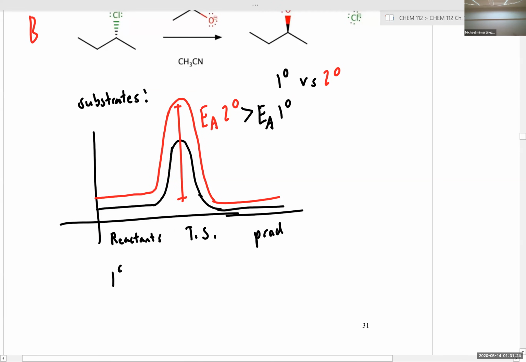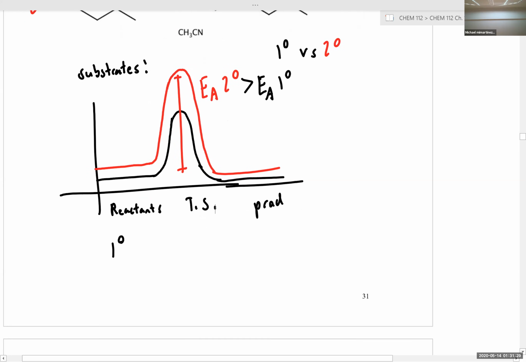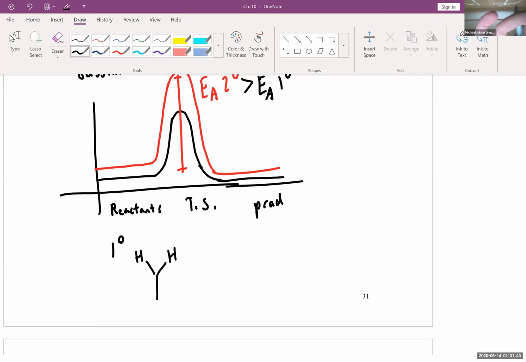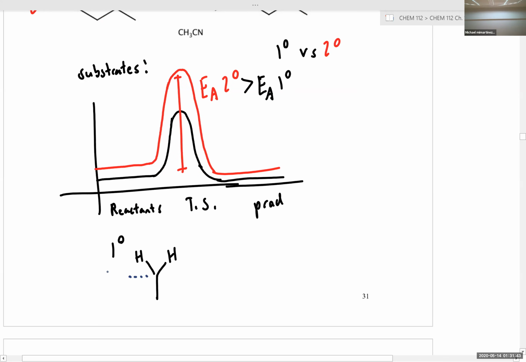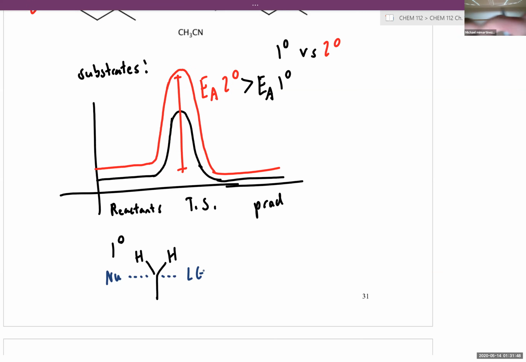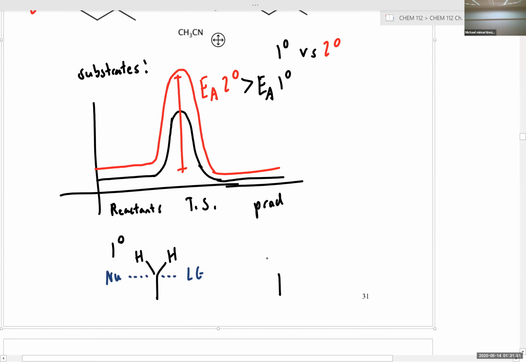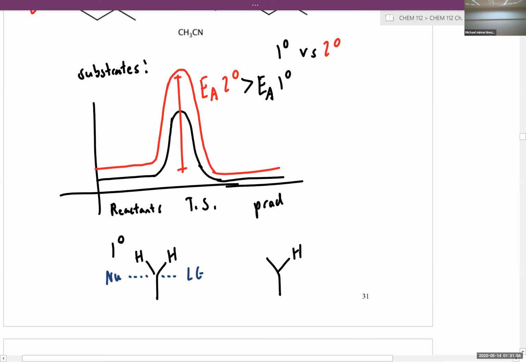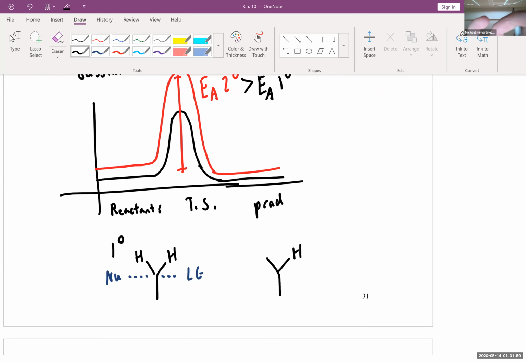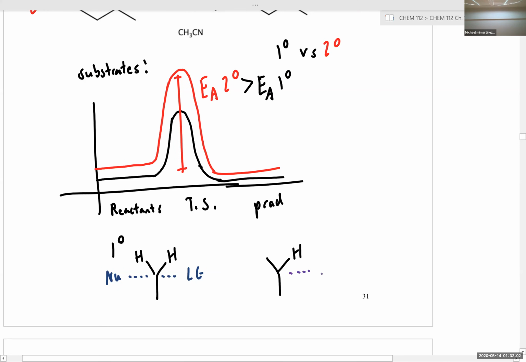Because if we compare a primary and secondary substrate transition state, we'll see very clearly that for the primary substrate, we don't have a ton of steric hindrance. While for our secondary substrate, we have another substituent that adds to our steric hindrance and raises the activation energy and raises the relative energy of our transition state.